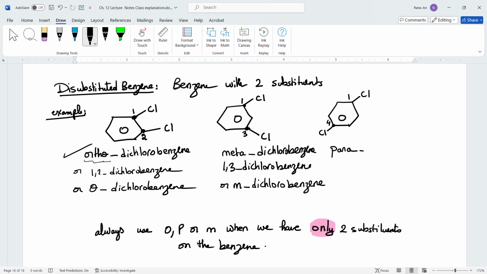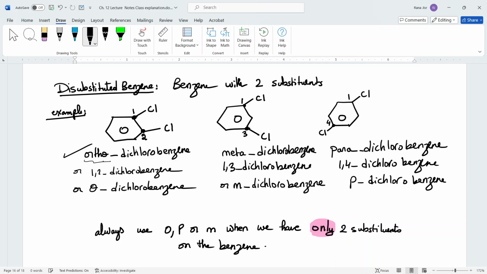Okay. Para, it's going to be para again, dichlorobenzene, or it is 1,4 dichlorobenzene, or it is P dichlorobenzene. You guys, the ortho, meta, and para, we use them only whenever we have two substituents on the benzene. That's it, not more than that.